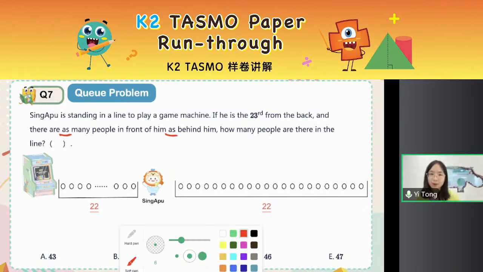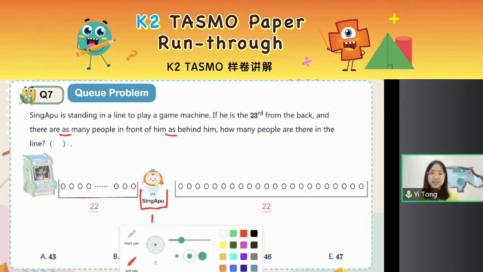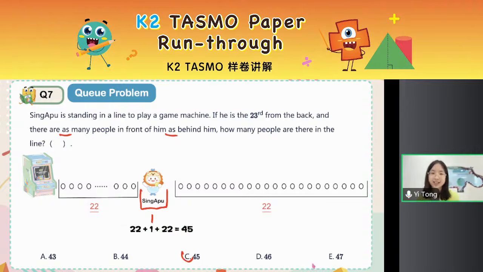Right. Now, don't forget, we still have Singapore in the middle. So, Singapore is 1. And we add all of them together. So that is 22 plus 1 for who? For Singapore, and plus 22 equals 45. Which is my answer? Answer C.